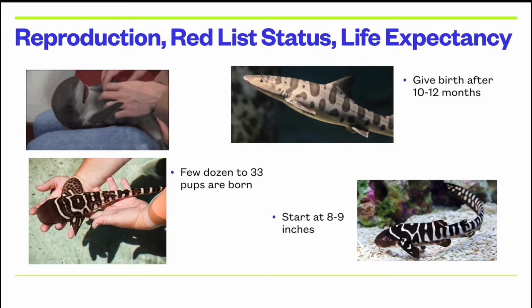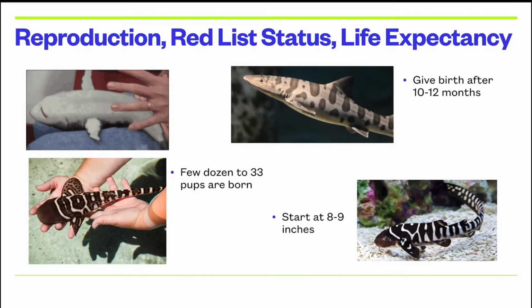For reproduction, the female leopard shark hatches her eggs internally after 10 to 12 months, and she can give birth to a few dozen, up to 33, pups. Those pups start at about 8 to 9 inches long, and can potentially grow to be 7 feet long or greater. As of right now, the leopard shark is not threatened and is of least concern on the Red List status. For life expectancy, we can expect them to last about 30 years or possibly more. And for people usage, unless you have a very particular appetite, there's not much use for them.